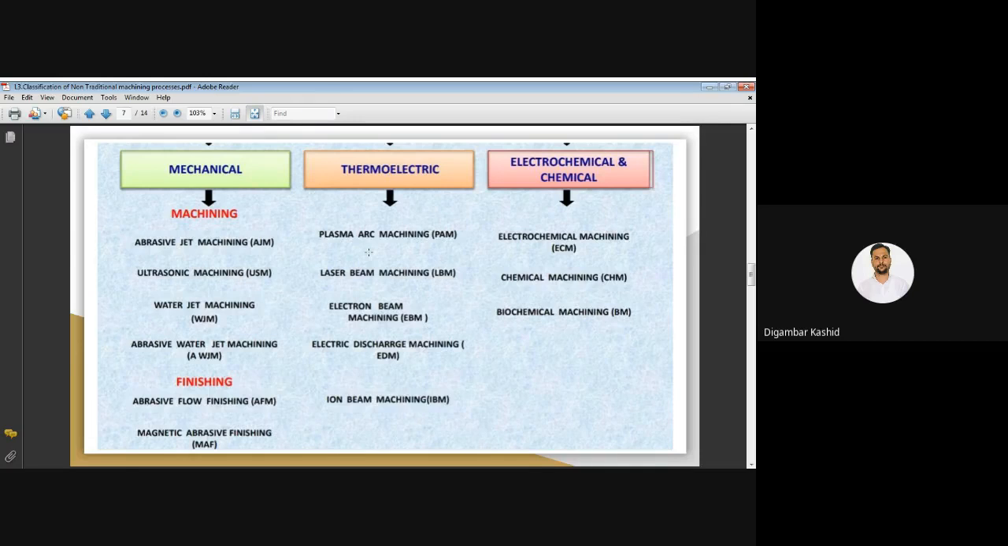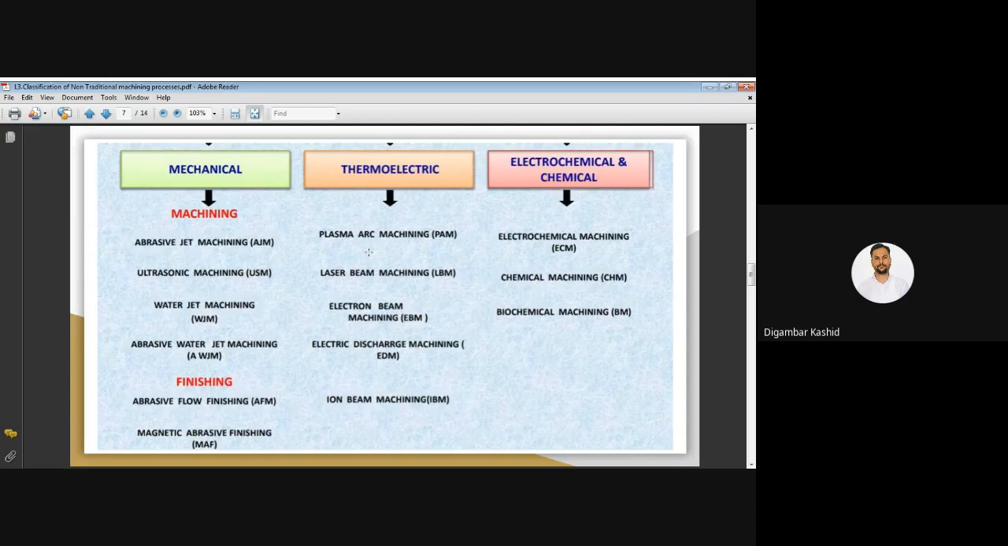Now, the mechanical advanced machining processes I have mentioned, like abrasive jet machining, AJM, ultrasonic machining, USM, and water jet machining, have been developed, but with limited success only. Abrasive jet machining has some limitation, ultrasonic machining has some limitation, and water jet machining also has some limitation. And the most important is that mechanical energy is used to remove the material.